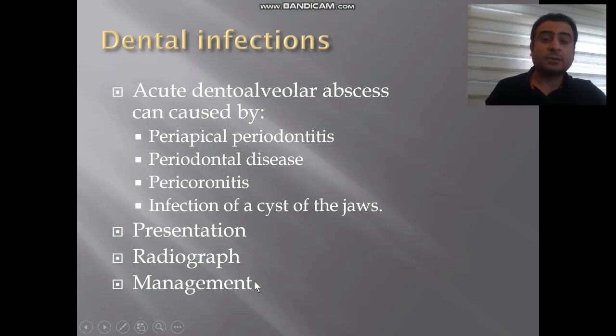The management depends on the prognosis of the tooth and the cause of the dentoalveolar abscess. For patients with periapical periodontitis, the management would include either extraction or endodontic treatment. For patients with periodontal disease, periodontal treatment might be required, pericoronitis needs to be addressed as we said earlier, and if it is a cyst, it might require surgical intervention to remove the cystic lesion. All these interventions need to be carried out following management of the acute phase of the infection.